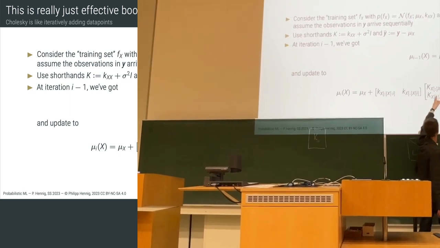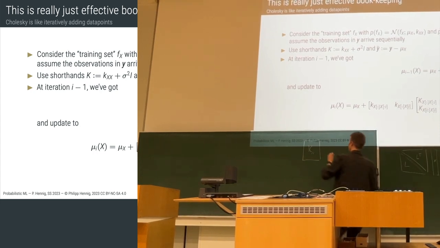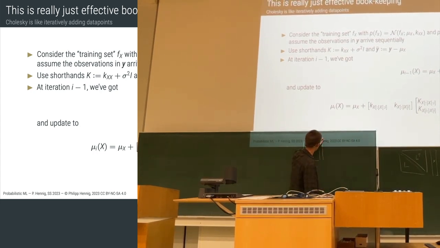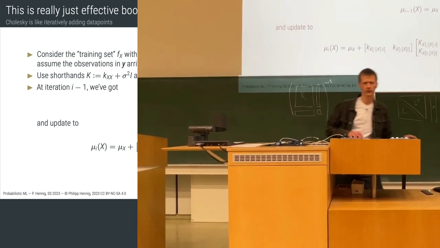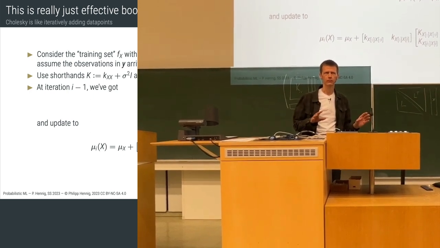This is the wrong way around. This should be up to I here. There's a block matrix, and then there is a single vector that shows up here and there, and a scalar up here. And what we need is the inverse of this matrix. Can you follow? No. OK.